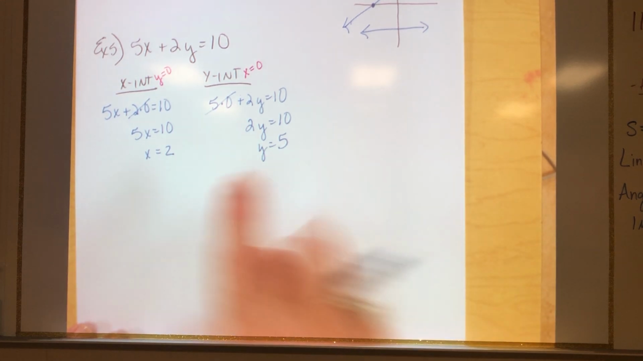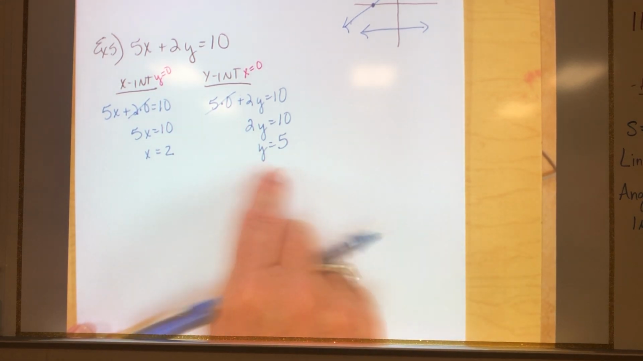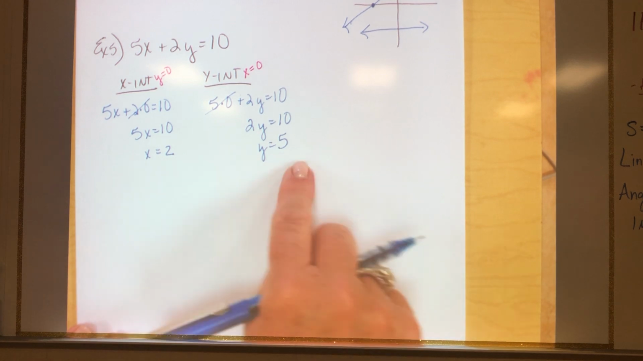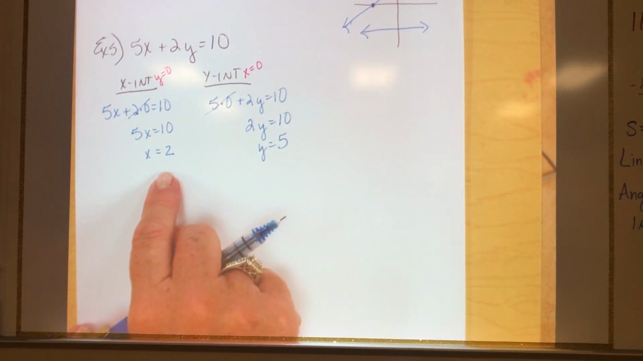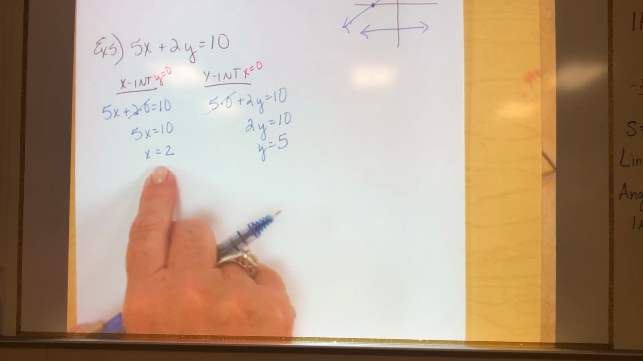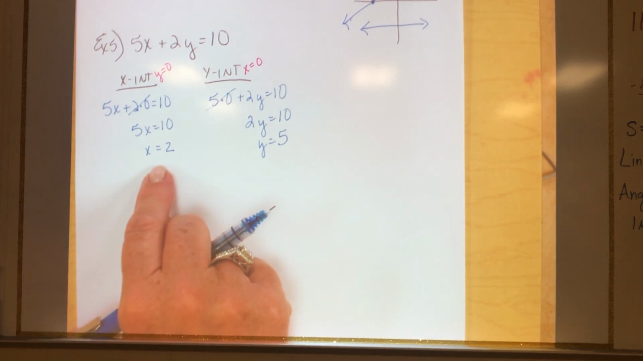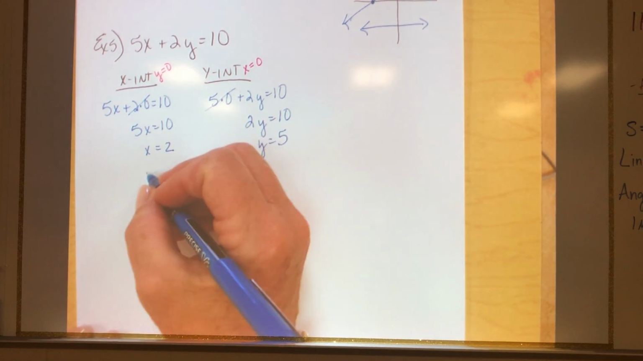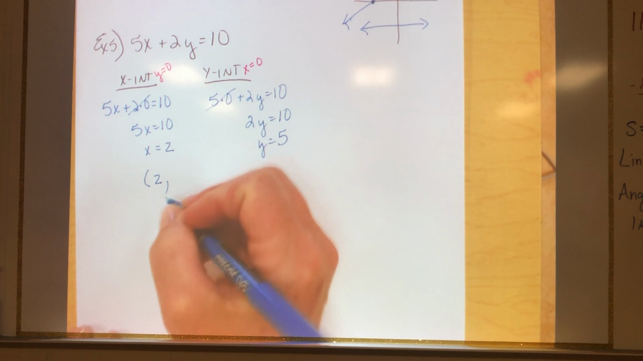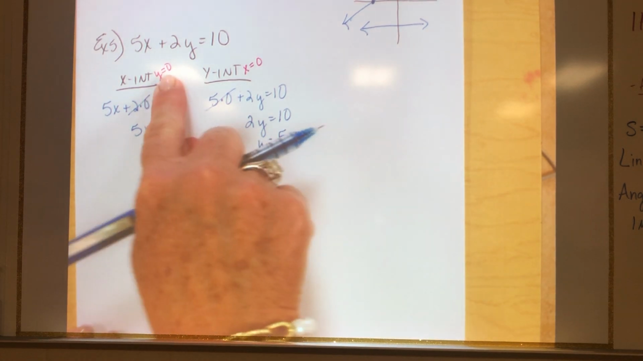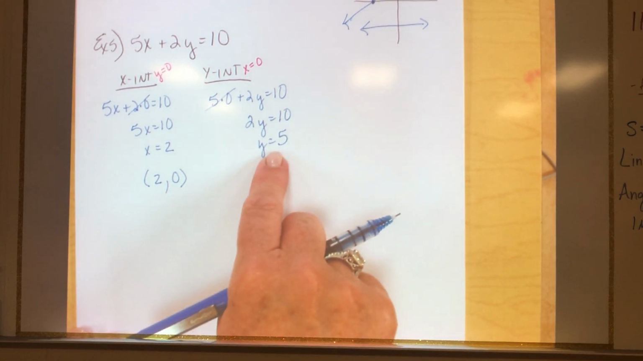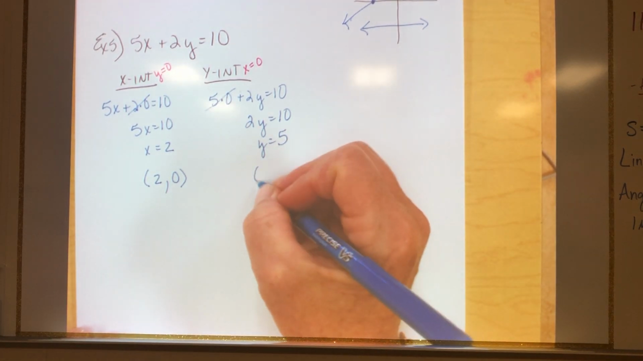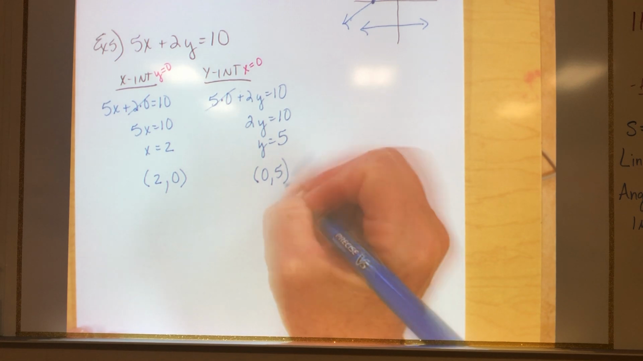Now listen to me. If I ask for the x and y intercepts, this is good for me. I'm perfectly fine with this. But if they ask for the point, the coordinates, if the x-intercept is 2, what is the point? 2, 0. Very good. X is 2, and y is 0. We made y 0, that's how we found the 2. If my y-intercept is 5, what's the point? 0, 5. Very good. Just want to make sure you got that.